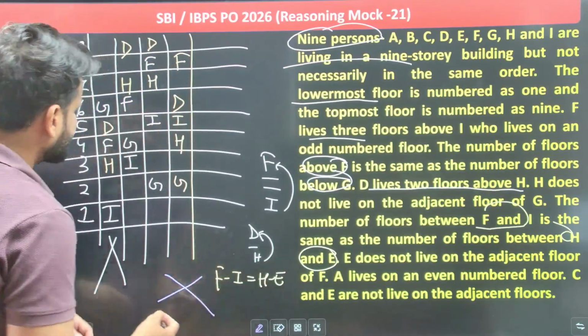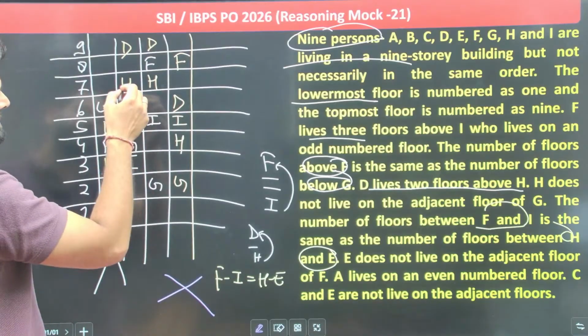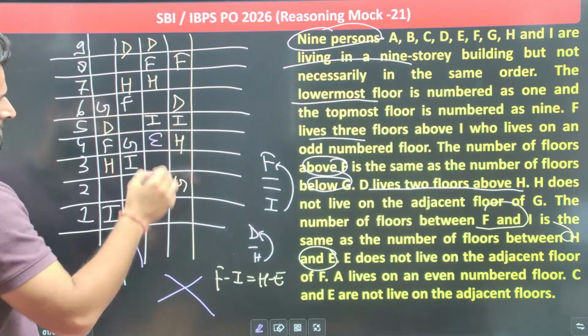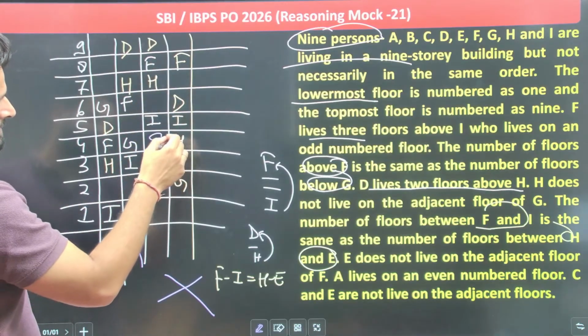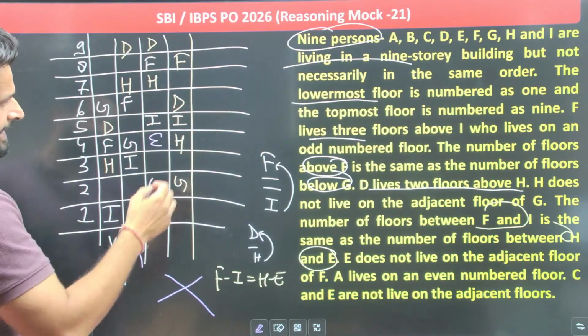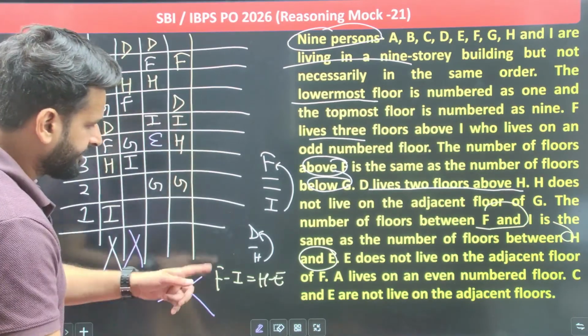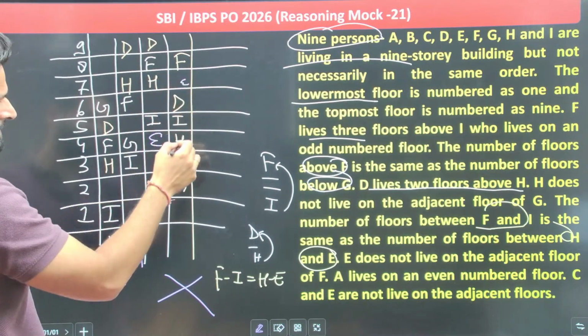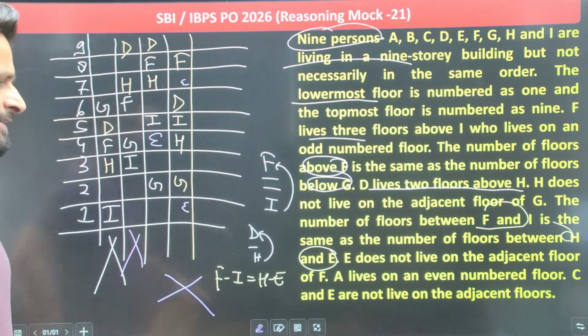FI is equal to HE. F to I is 2, so 2 between H and E. 1 2 not possible. FI to HE. E here, 1 2, no. What comes for HE? F to I 2, 2 between H and E. H here, 1 2, E. This can be 1 2. This can be related to E.